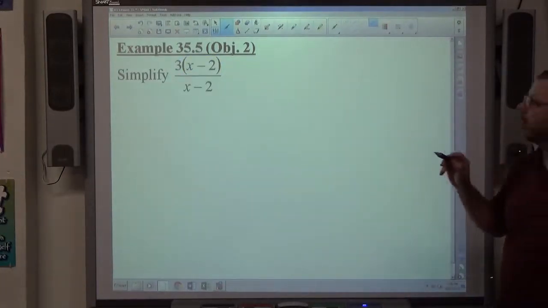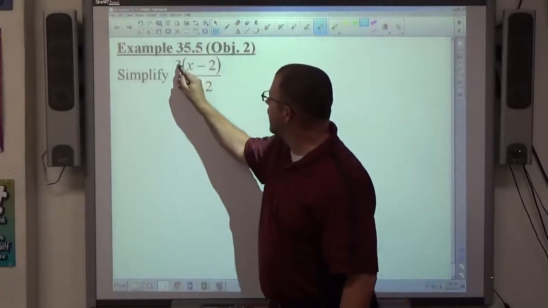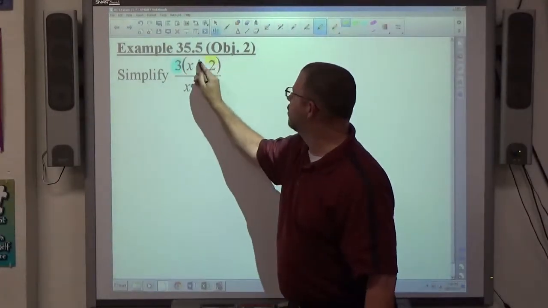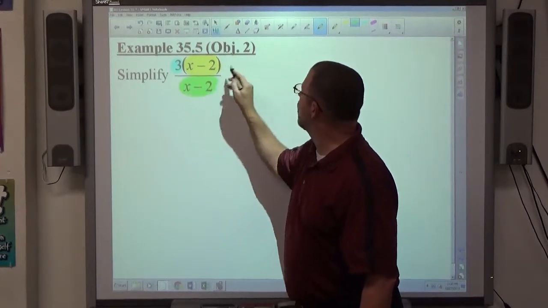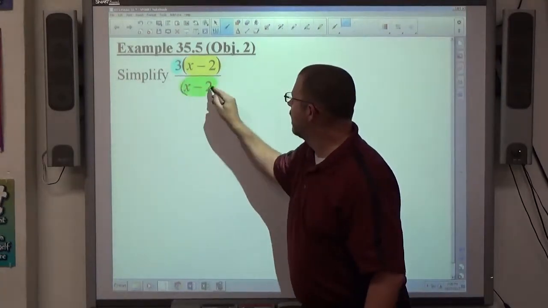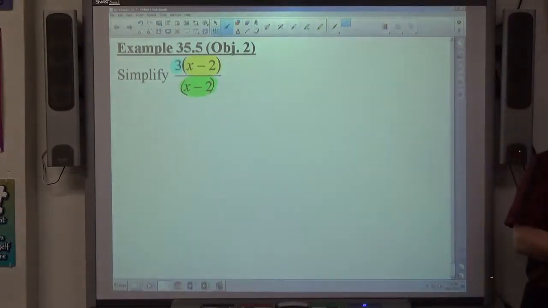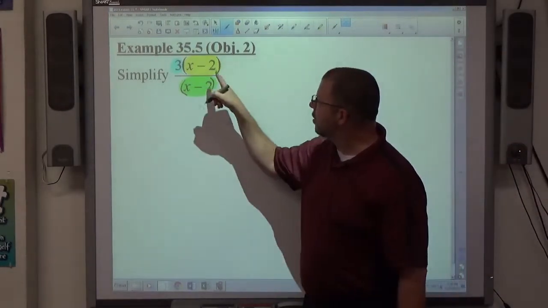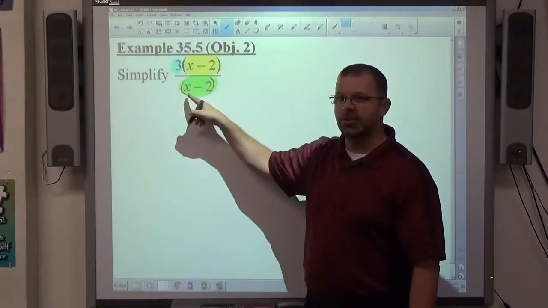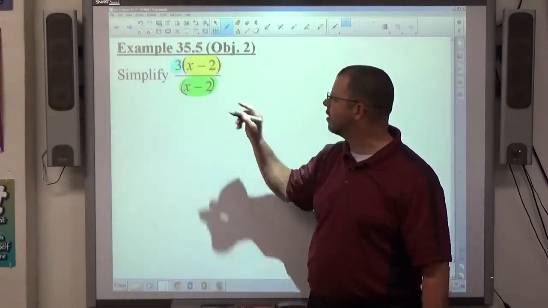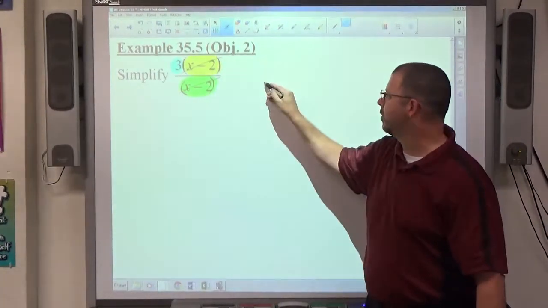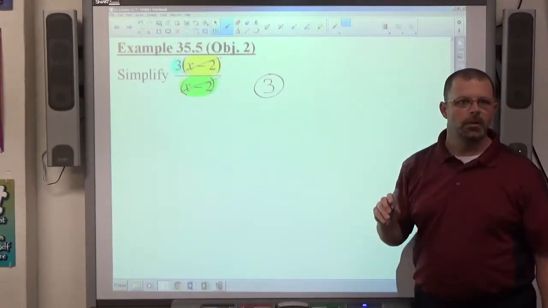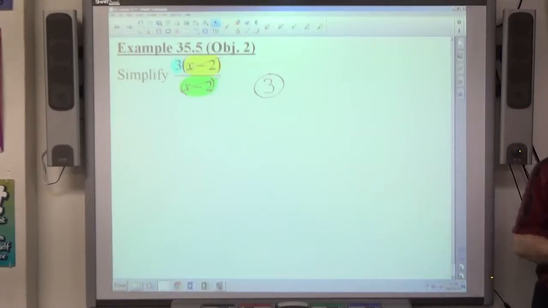Example 5, same idea. We've got factored form again. We have 3 all by itself being multiplied by x minus 2, divided by x minus 2. Now the x minus 2 on the bottom is understood to be an object, one object. So there's understood parentheses around that x minus 2 on the bottom. And again, looking at factors, this factor x minus 2 on the bottom, which is just a single object, x minus 2, which represents a factor, match each other exactly. So again, this divided by this cancels completely, leaving us simply with the number 3 for the answer to that one.